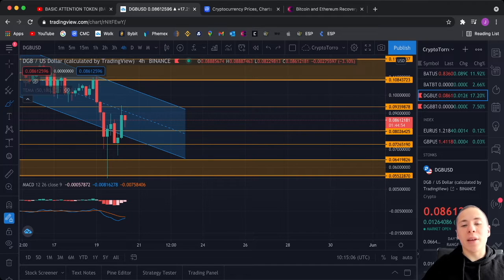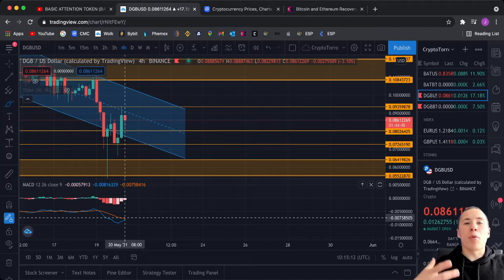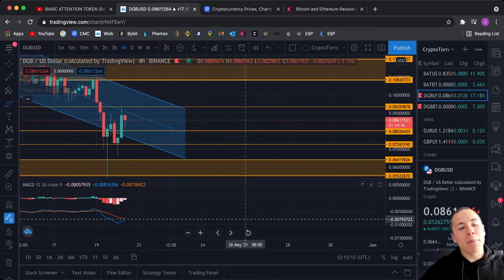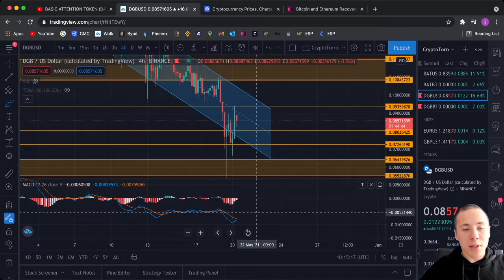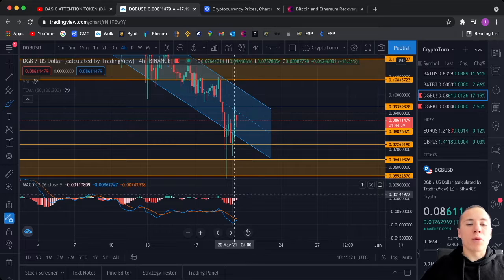What will the MACD crossover tell us? Will this be even more momentum towards the downside, or will this be more momentum towards the upside? And I personally think that we will be seeing more momentum towards the upside than towards the downside, but of course that also depends on what we are looking at on Bitcoin.